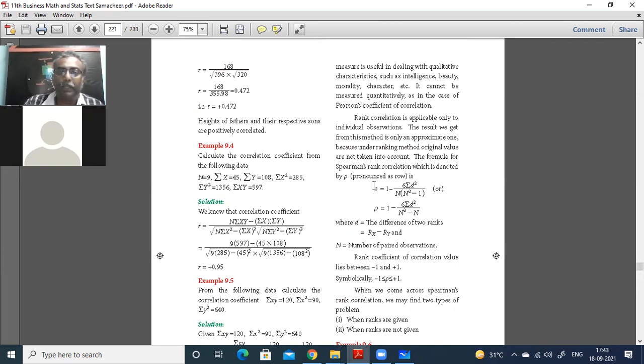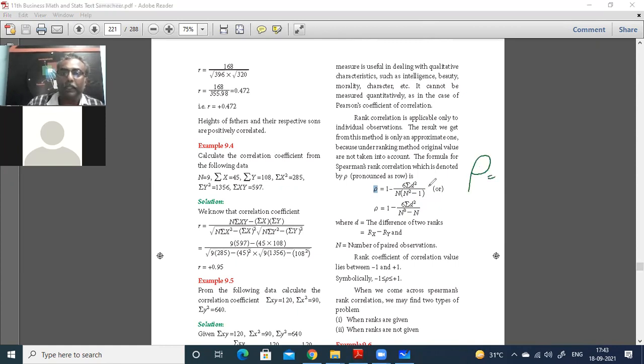Pearson's correlation coefficient is mathematically accurate, and Spearman's rank coefficient is not mathematically accurate. It is for qualitative data, not for quantitative data. What is the formula? Here you don't use the value R. Instead, you use the symbol rho. Rho is a Greek symbol, so you have to write it like that.